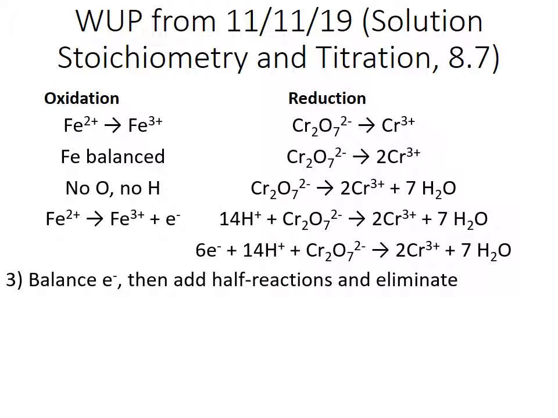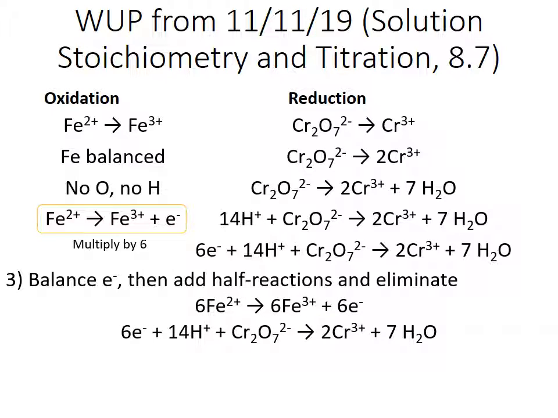Now we can multiply one or both of these half reactions by a coefficient to balance the electrons in to the electrons out. Then we add them and we eliminate them. The easy way to do this is to multiply our oxidation by 6. That way we've got 6 electrons out, 6 electrons in. If we do that, we get 6 Fe2+ becomes 6 Fe3+ plus 6 electrons. Now we can add and eliminate. We're going to eliminate the electrons, but we get to keep everything else.